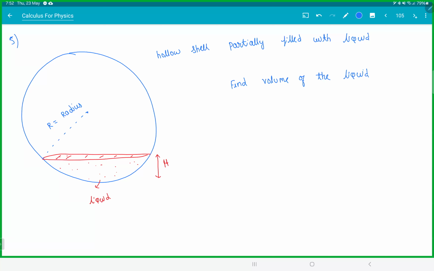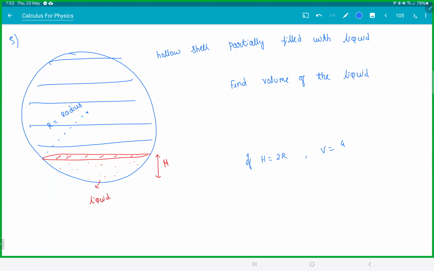So how to guess? I'll give you an idea. See, tell me one thing. If h is equal to 2r, what does that mean? Height h is double the radius, 2r, meaning it is completely full, na? If h is equal to 2r, meaning the whole sphere got full. If the sphere is full, what should be the answer then? 4 by 3 pi r cube. So what will I do? There are 4 options in the exam. I will put h is equal to 2r in each of them. Whoever is not giving 4 by 3 pi r cube is wrong, na? Are you getting how to guess?